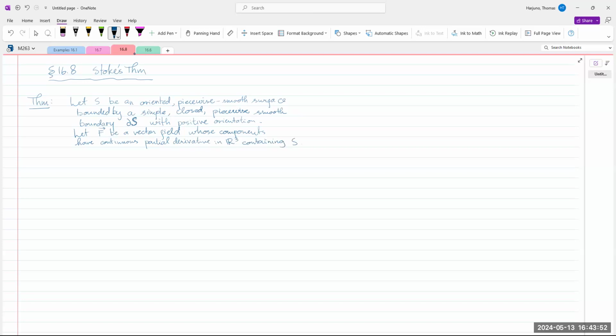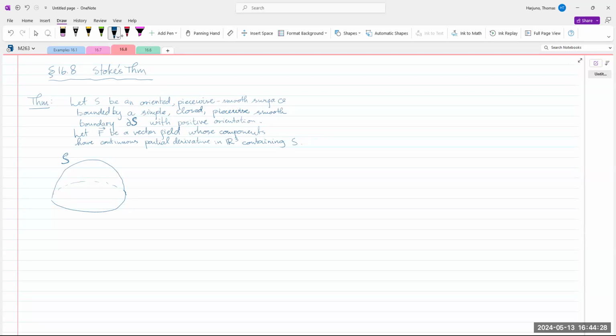Let's visualize this first. So suppose I have a surface S, which is oriented, which means when we say a surface is oriented, at least for now we know that it means that surface has two opposite sides. Piecewise smooth means it doesn't have corners, and if it does, then it's a very localized corner. And then bounded by a simple closed piecewise smooth boundary dou S.